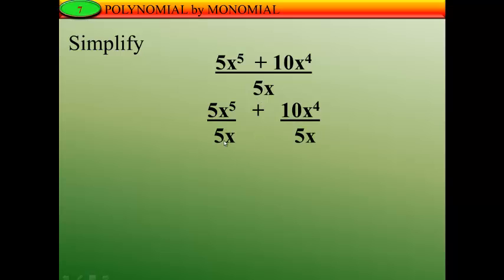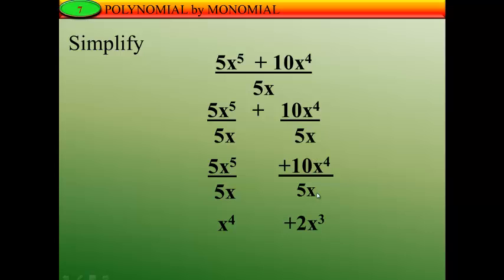5 divided by 5 is just equal to 1. x^5 divided by x, subtract exponents, that will be x raised to 4. 10 divided by 5 is 2. x to the third power. So our final answer will be x^4 plus 2x cubed.